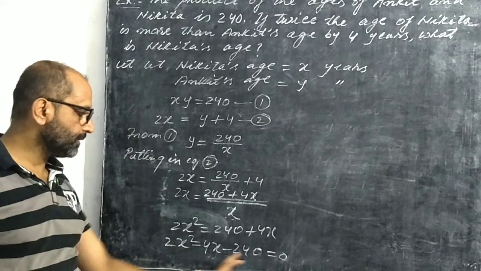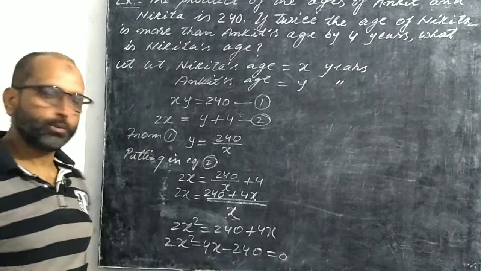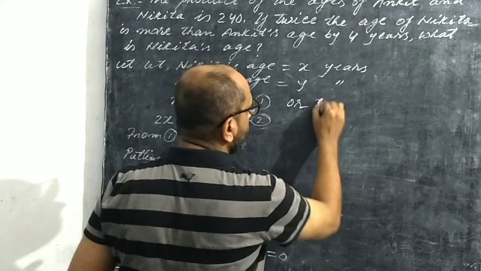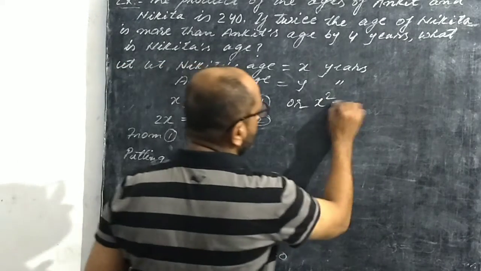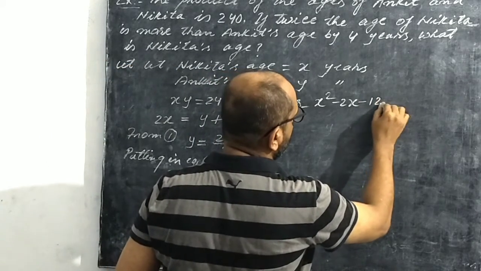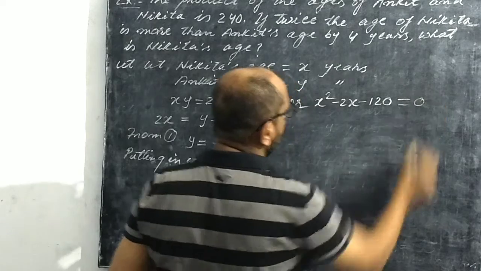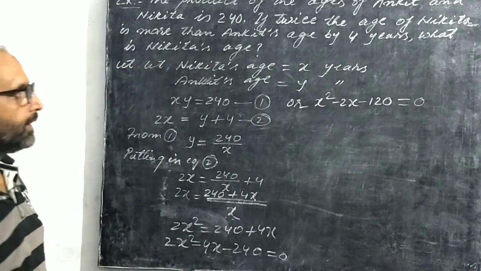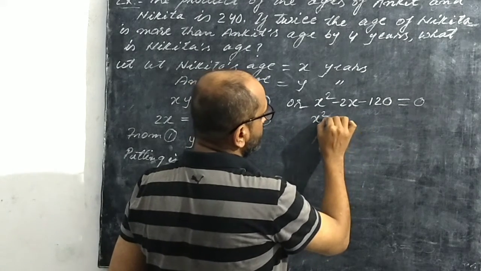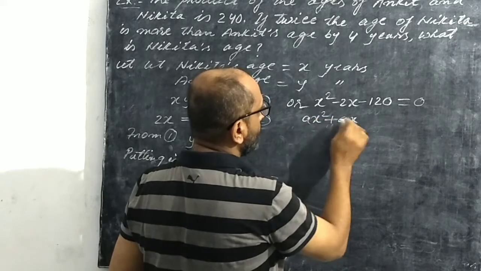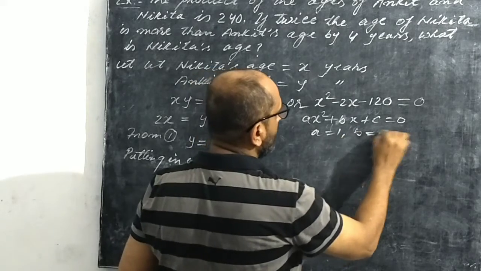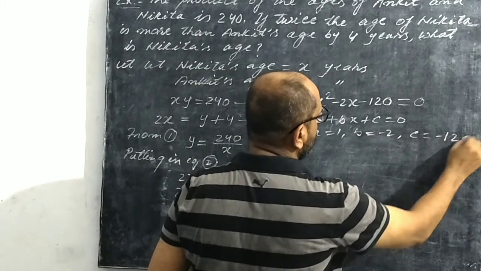As you see, each and every term is divisible by 2. So it is better to divide both the sides of this equation by 2. We get x square minus 2x minus 120 is equal to 0. Now this is a quadratic equation in terms of x. So by comparison of this quadratic expression with ax square plus bx plus c is equal to 0, a is equal to 1, b is equal to minus 2, and c is equal to minus 120.